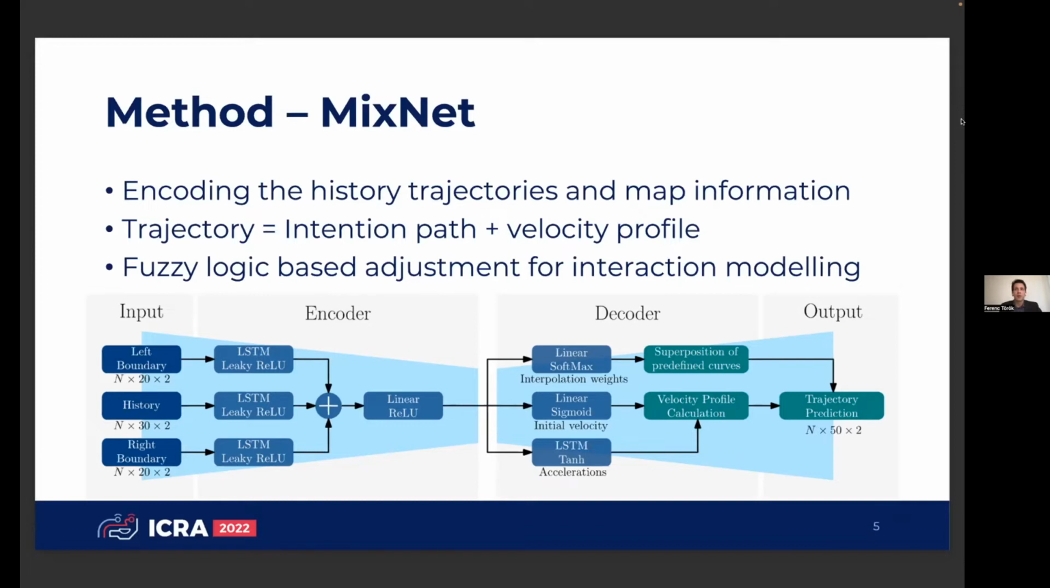However, if the predicted trajectories of two vehicles collide, that means that this assumption does not hold any longer. And in situations like this, in reality, the quicker car would probably overtake the slower car. So to model such overtaking behaviors, we adjust the trajectories in a direction that is decided by a fuzzy decision system. This is carried out as a post-processing step.